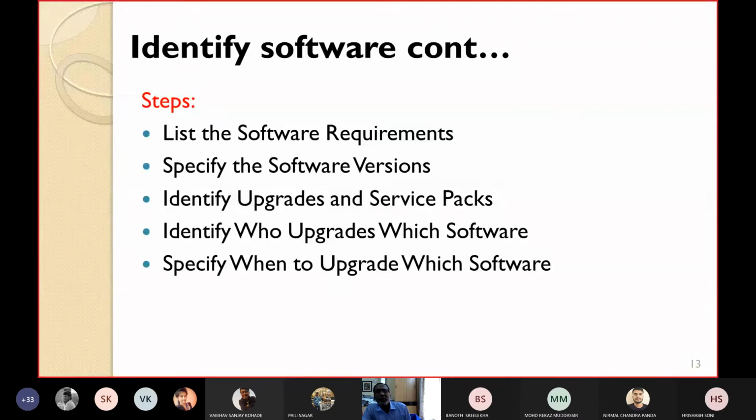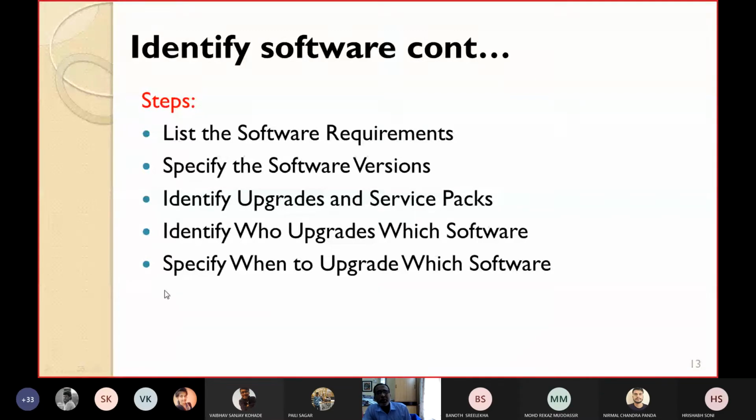List the software requirements. Then specify the software versions. Which version are you using? Version 1, version 2, version 3. You have to specify the software versions. Identify the different upgrades and the different service packs. Okay, identify the upgrades and service packs used. Then identify who upgrades which software. There are many persons in your team. You have to record who has upgraded, so that if later on there is some problem, you can trace back. You can see who upgraded for the last time. So identify who upgrades which software.